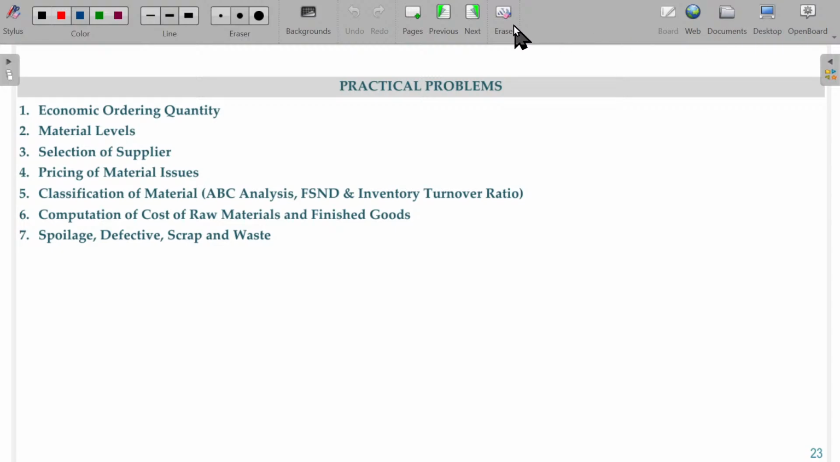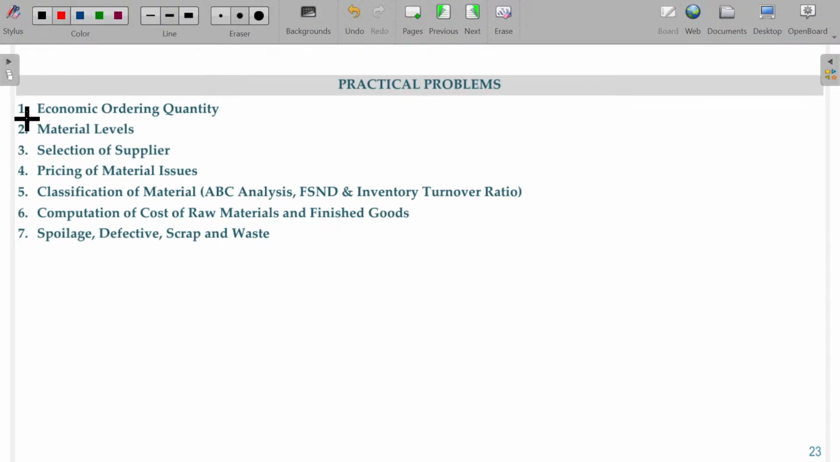Now, already we have completed EOQ and material levels. Rest of the things are going to be studied here. Okay. Let me brief the theoretical background of pricing of material issues so that you will be able to understand the rest.